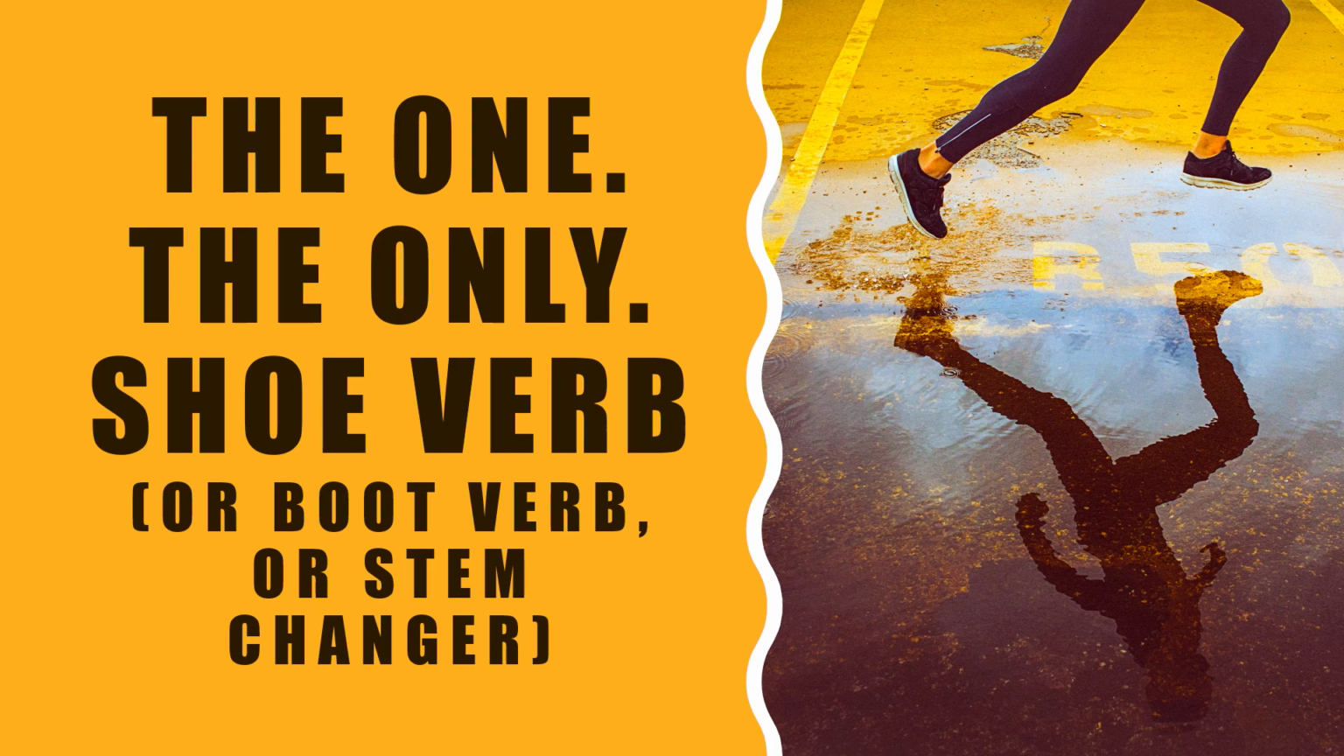We've started looking over the irregular verbs in the present tense. So we've gone over the go verbs, and that has been it so far. Now we're going to talk about the one, the only shoe verb. I shouldn't say the one, the only. If it was one shoe verb, it wouldn't be a big deal, but there are quite a few shoe verbs in the Spanish language. Fortunately, though, there is a little bit of a pattern.